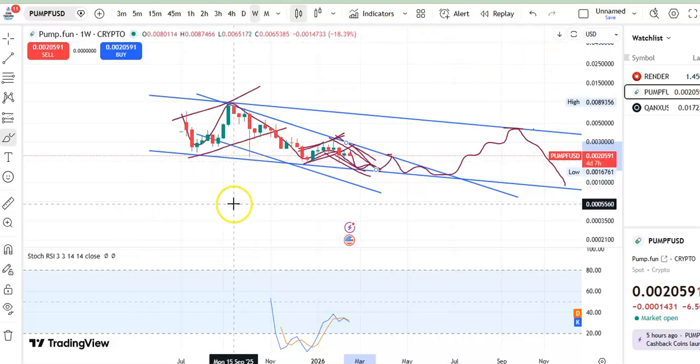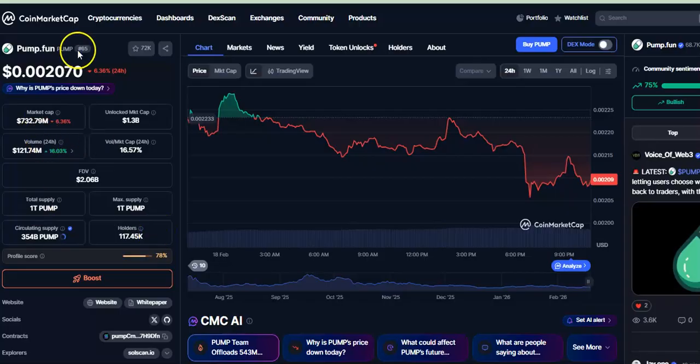Now we'll talk about other important details about this cryptocurrency. You can see the current price is $0.002070. It is down by 6% and the rank is around 65. Around 72k users are following this cryptocurrency.